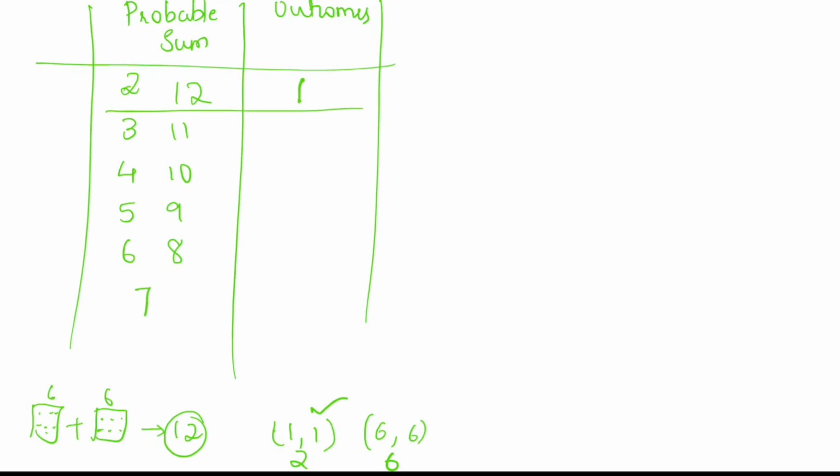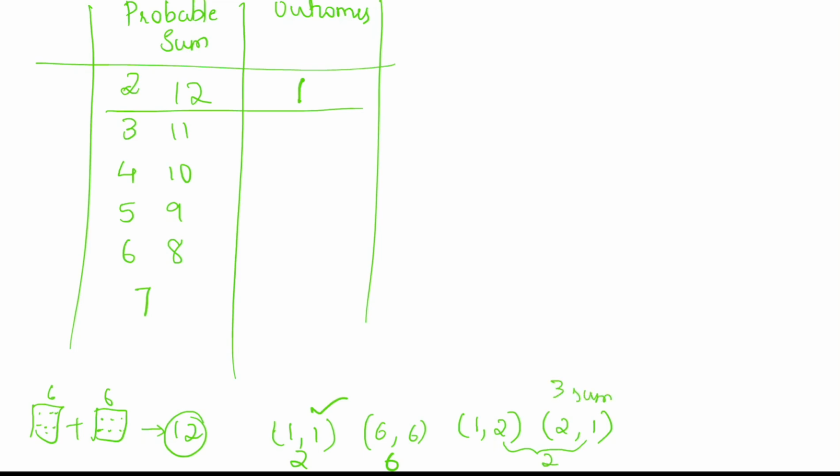Next, 3. If I want 3, what are the possibilities? When the first dice is 1 and the second dice is 2, or the first dice is 2 and the second dice is 1. Any other possibility? No. 3 and 1 would make more, 3 and 4 would make more. So only 2 possibilities are there for getting 3 as the sum.